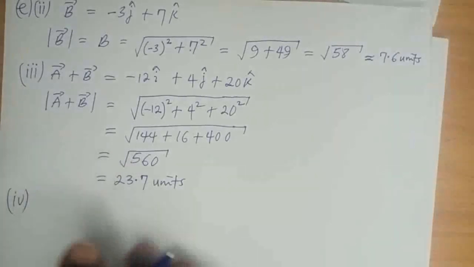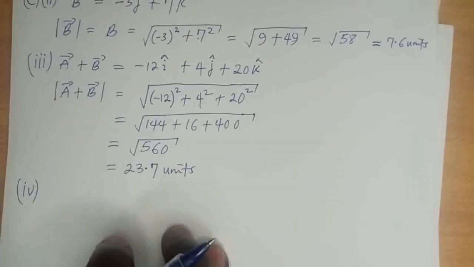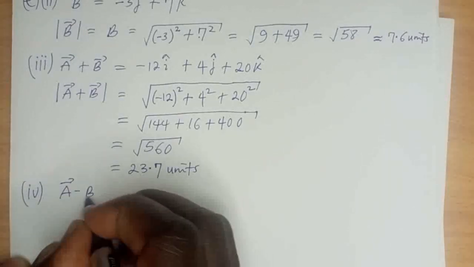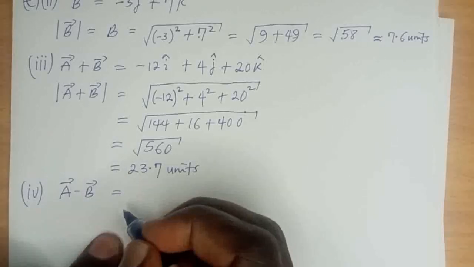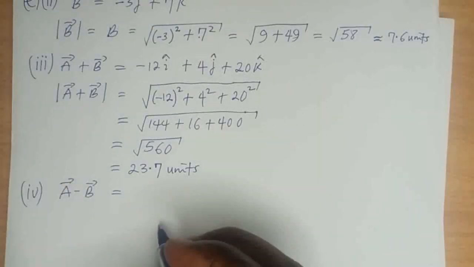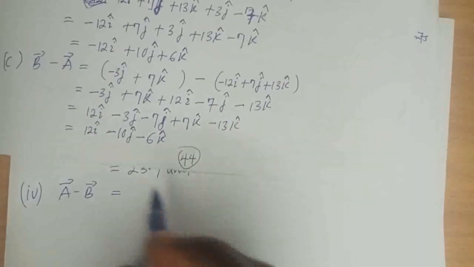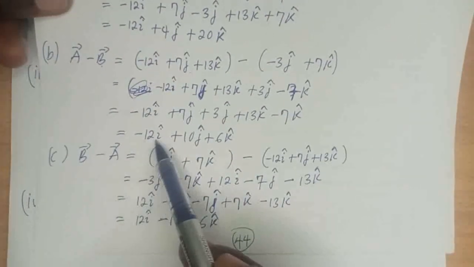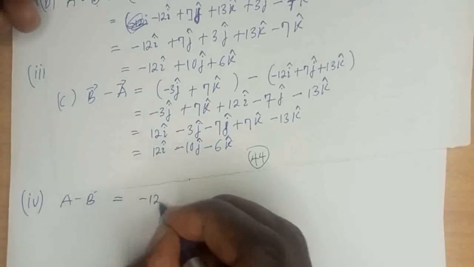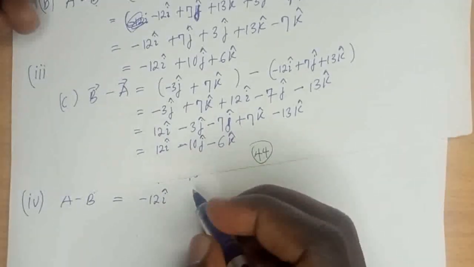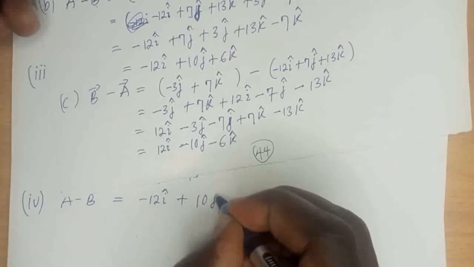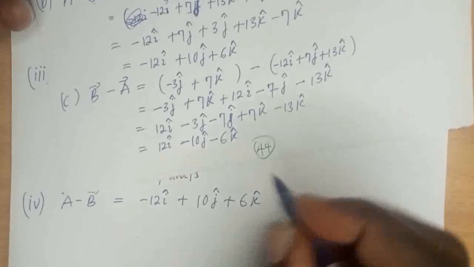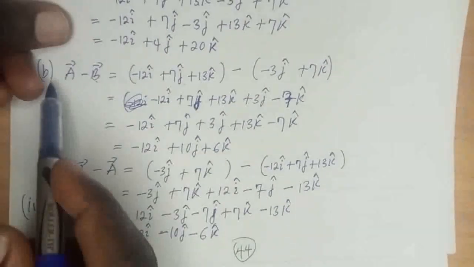Then Roman number 4 says we should get the magnitude of A minus B. So this one I will make short. From our result we obtained A plus B already, and look at it here, A minus B. This is what we obtained: minus 12 i cap, plus 10 j cap, and plus 6 k cap. Okay, this is our A minus B.